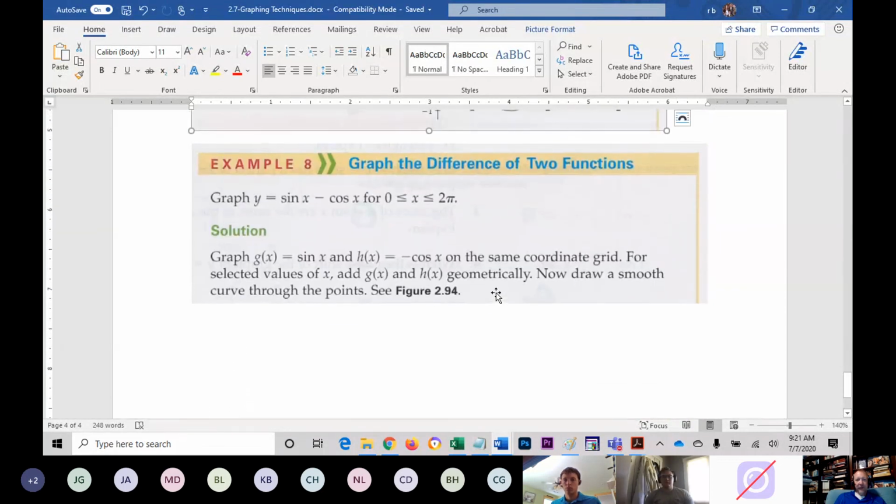Example 8. We're about out of time anyway. y equals the sine of x minus the cosine of x. Oh, I didn't even do that one. That's on page... I will add that in there because that's kind of a funky graph too. But it's the same sort of thing.